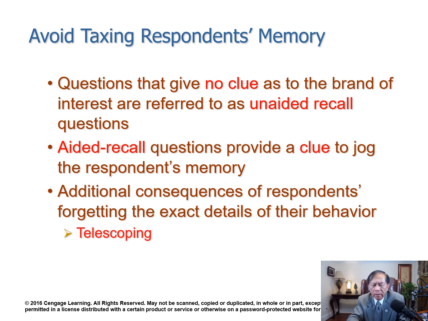There's telescoping and squishing. What's telescoping? Telescoping means that past events happened more recently than they actually did. You draw something further away closer. Squishing is when recent events took place longer ago than they really did. If a recent event is remembered as having taken place longer ago than it actually did, that's called squishing.